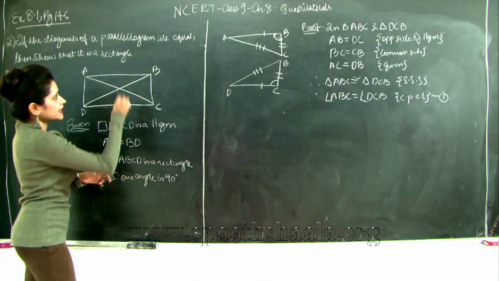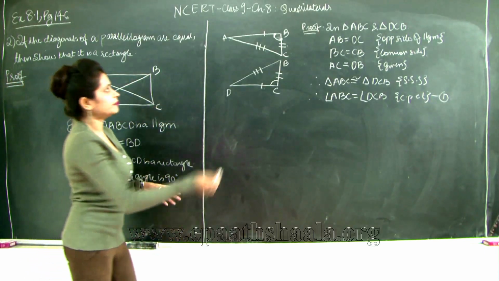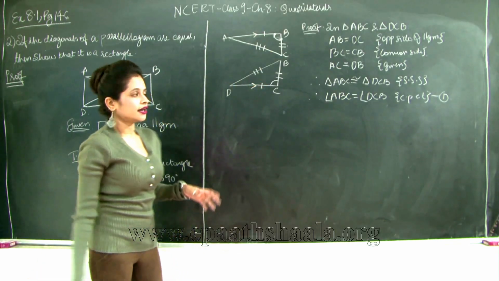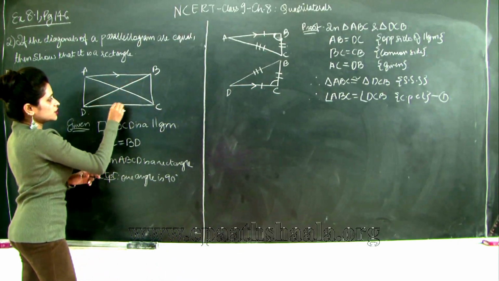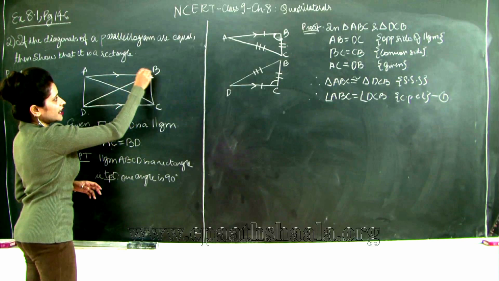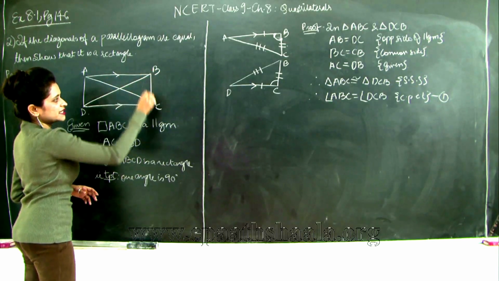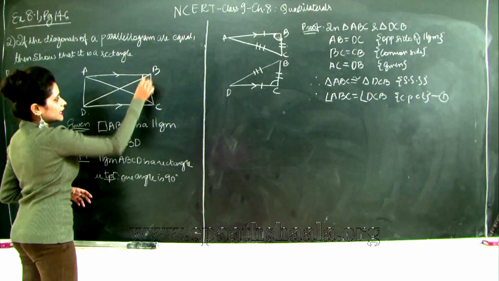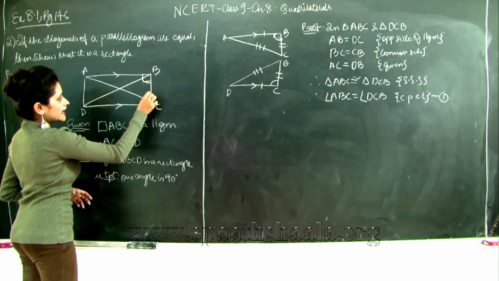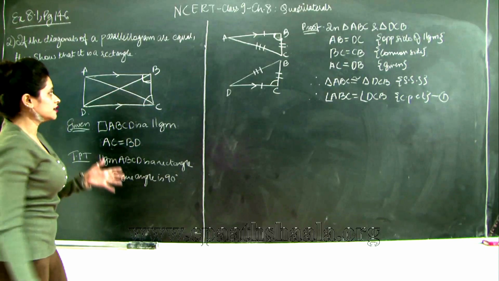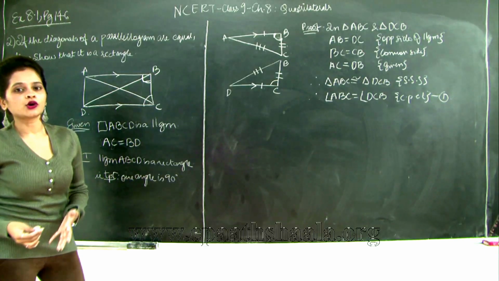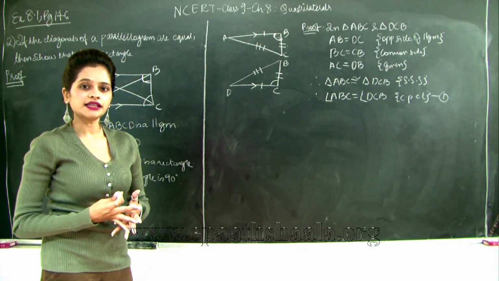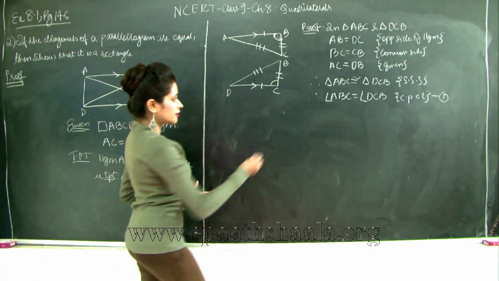Now if you see that ABCD is a parallelogram, we have AB parallel to DC. Since AB is parallel to DC over here, AB is parallel to DC and BC is my transversal. Therefore, I have angle ABC and angle DCB as the interior angles on the same side of the transversal. What do we know about interior angles on the same side of the transversal? That the sum of them is 180 degrees. So let's write this down.